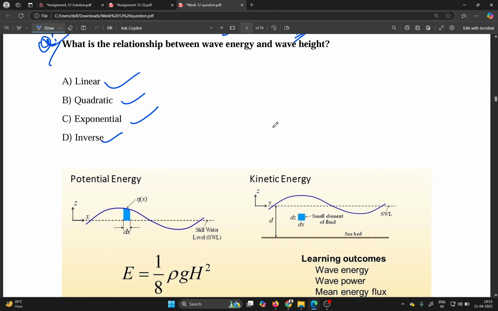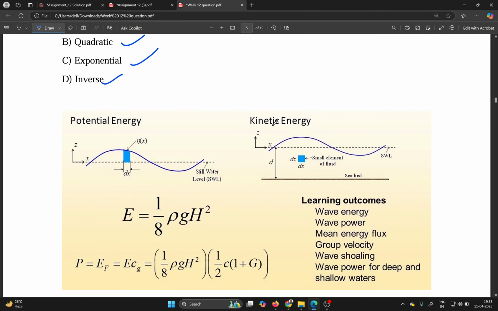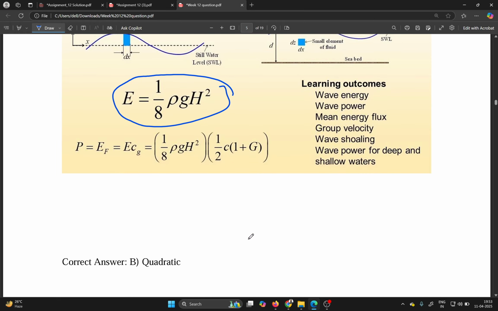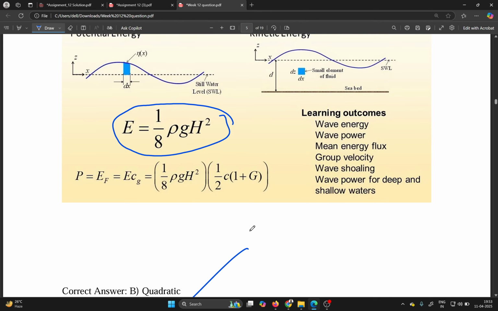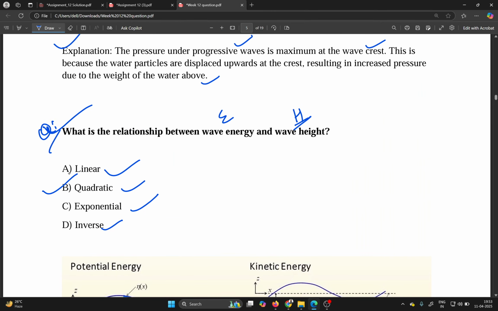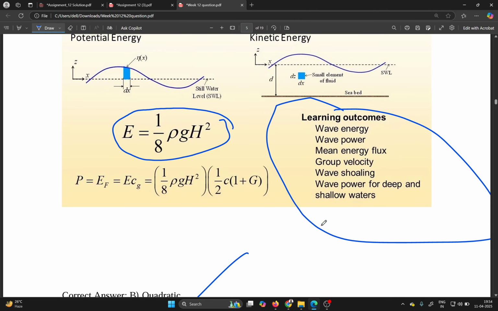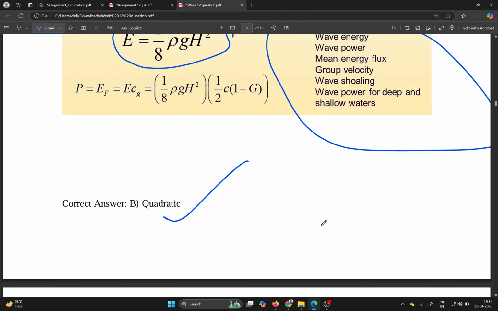So here I have some relationship. Here you can just see E is equal to 1 by 8 rho g H square. So definitely the square means quadratic. So the relationship is quadratic, not exponential. So I'll share this one. You can go through this slide. That is the question answer.